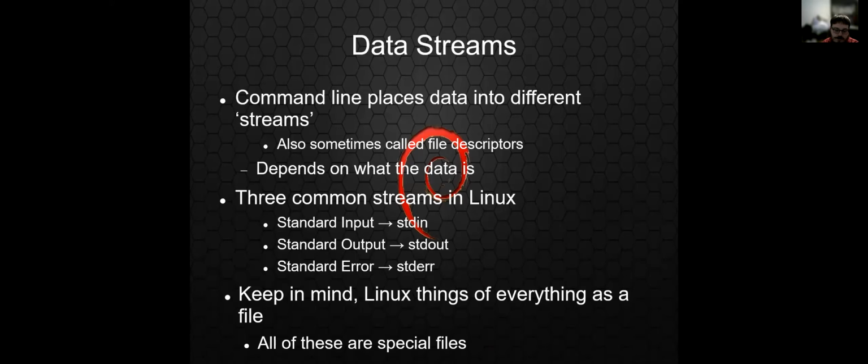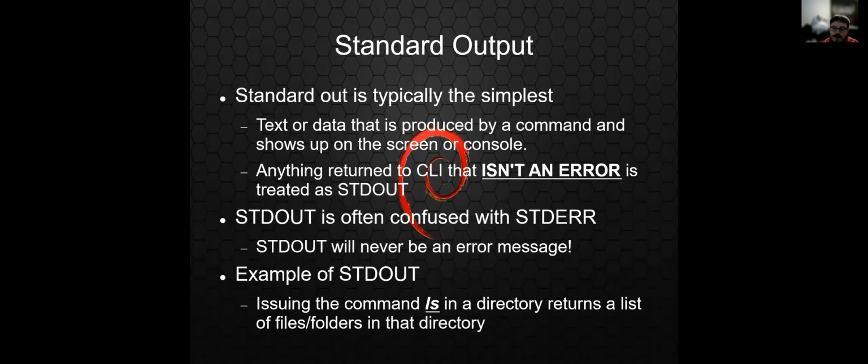Now, in terms of grasping these concepts, standard output is typically the easiest one to grasp. It's the simplest because it's simply text or data that is produced by a command and shows up on the screen or console. It's anything that is not an error message. Standard output can be confused with standard error because in both cases, some type of text is displayed to the terminal. Standard output is the result of a command typically being successful. Standard error is displayed to the terminal if there's an error message associated with the command. In other words, you did something wrong or didn't have the proper permissions.